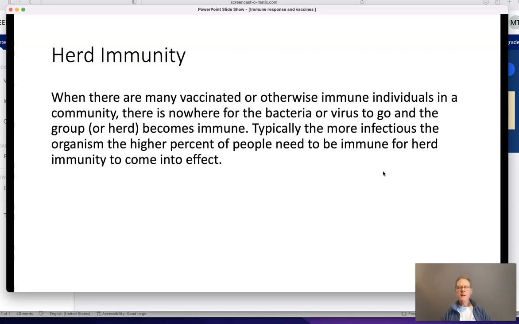Okay. Now, the other thing we hear about is herd immunity, and Garrett talks about this a little bit, that when there are many vaccinated or otherwise immune individuals in a community, there is nowhere for a bacteria or virus to go, and the group or herd becomes immune. We saw some of this, we saw discussions of this back in the Muslim texts, right, in the 8th, 9th century. So typically, the more infectious the organism or the more easily it's spread, the higher percent of people that need to be immune for herd immunity to come into effect. We don't always know the exact number. Garrett talks about that. The rough benchmark is somewhere around 80%.